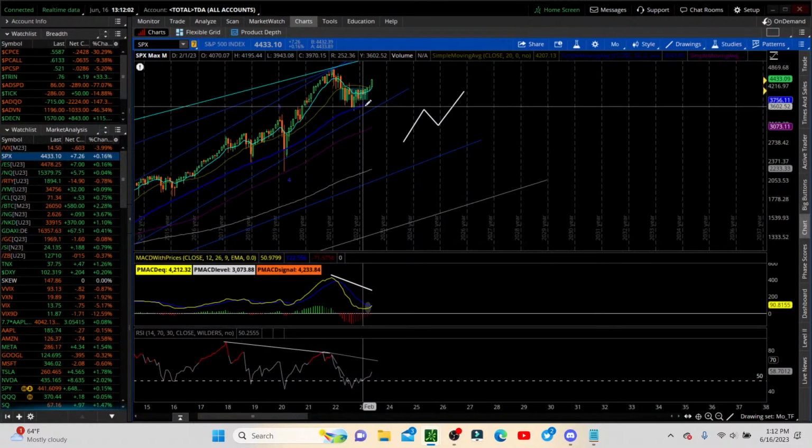The waves can overlap. So you have the top of wave 1 here. Wave 4 can overlap wave 1, where typically that's not the case, but in an ending diagonal that can be the case. Okay, so let's move over to this MACD.